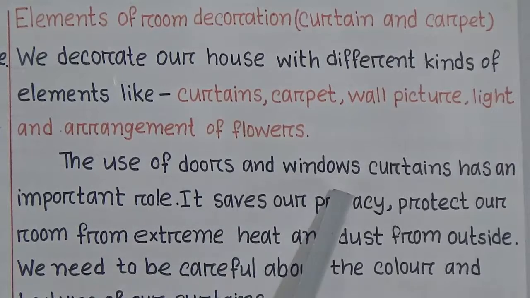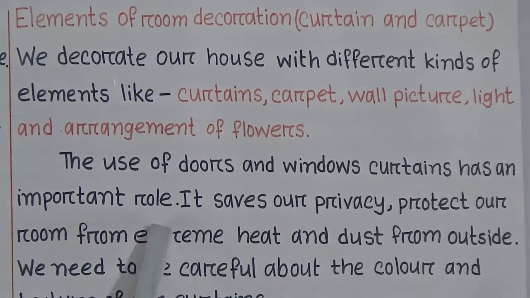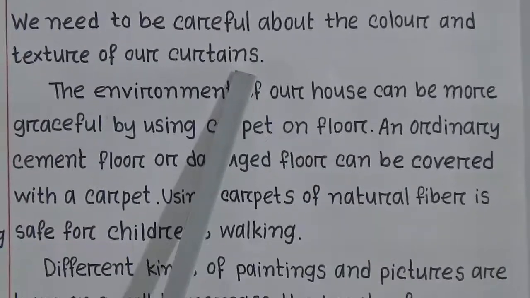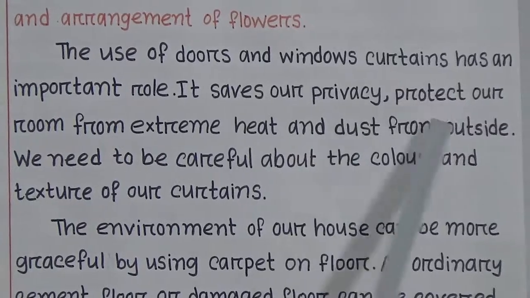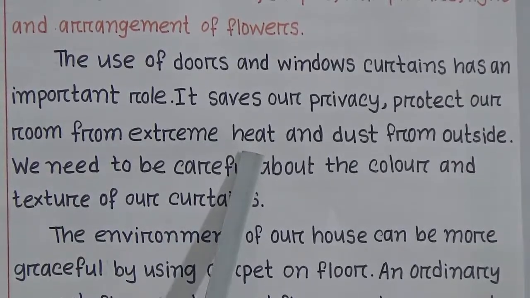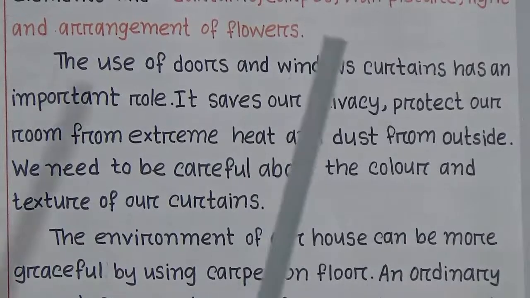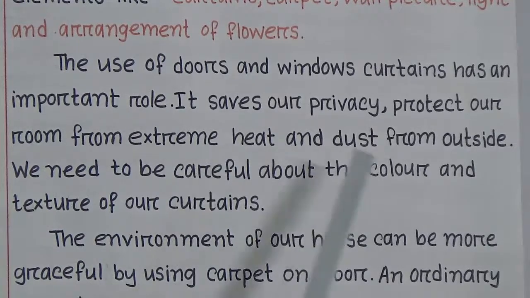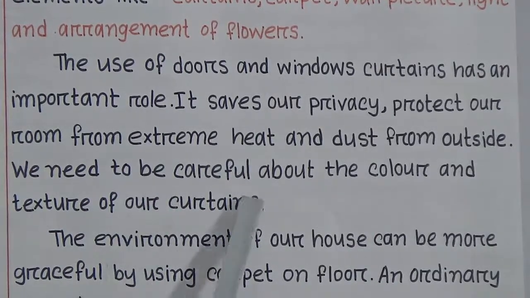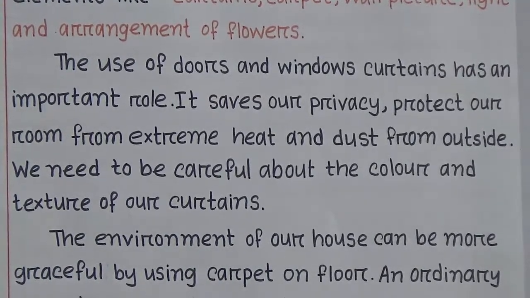The use of door and window curtains has an important role. It saves our privacy, and protects our room from extreme heat and dust from outside. We need to be careful about the color and texture of our curtains. So, what are the uses of curtains? It saves our privacy. It protects our room from extreme heat. That means when the weather is very hot, the temperature of our room will be more comfortable than outside if we use curtains, and it protects from dust from outside. We need to be careful about the color and texture of our curtains. So, we must be careful when choosing the color of the curtain.